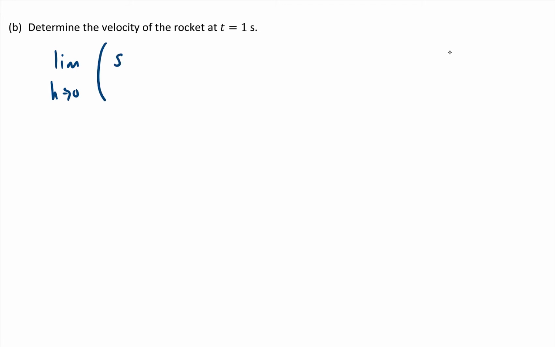So let's determine the velocity at t equals 1 second. So notice in this example, we are given 1 time. So therefore, we're going to look for the instantaneous rate of change. So that means we're looking for the limit as h goes to 0 of s of 1 plus h minus s at 1 all over h.